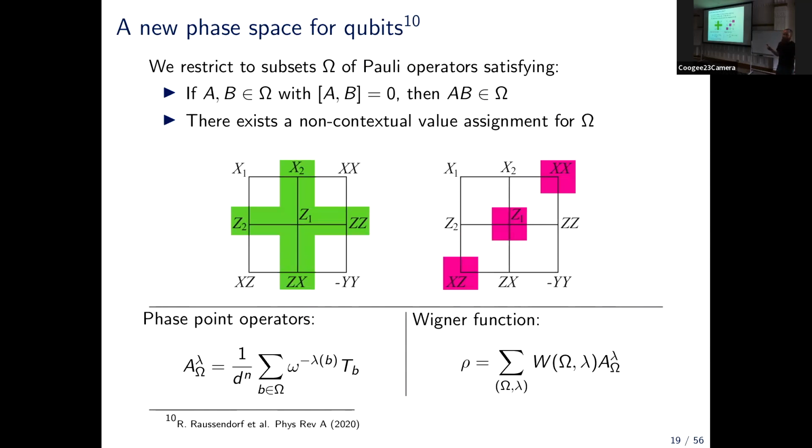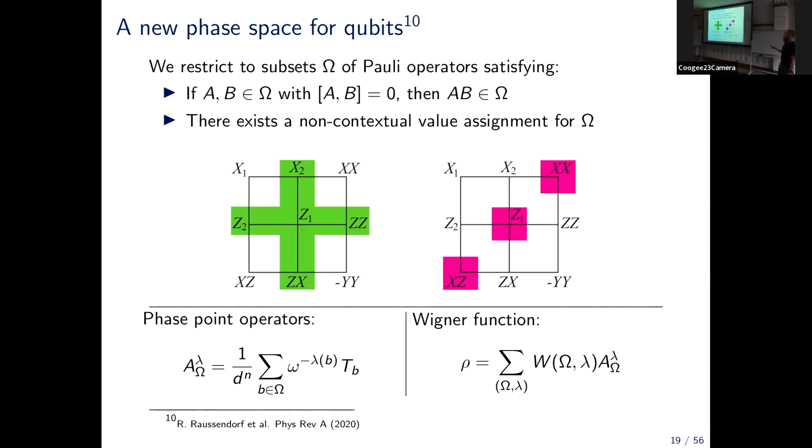It's similar to the standard discrete Wigner function for odd-dimensional qudits. The problem there, the reason that can't be easily extended to even-dimensional qudits, is the phase space point operators were based on non-contextual value assignments on the set of Pauli operators. But in even dimensions, you have proofs of contextuality like the Peres-Mermin square, which say that those functions don't exist.